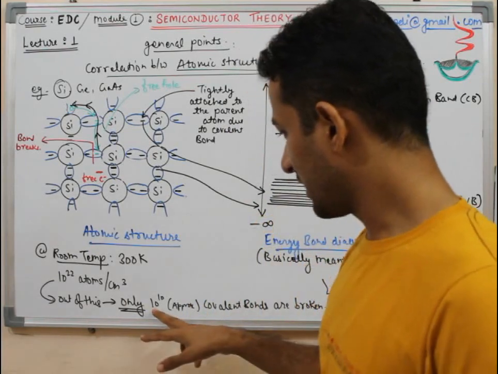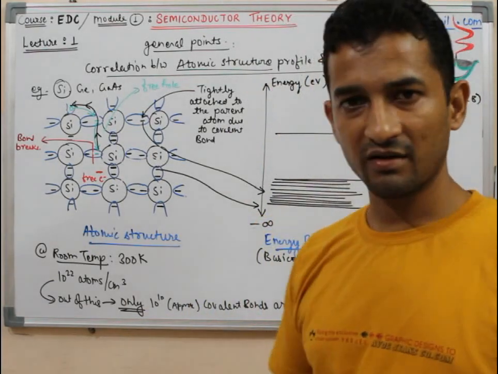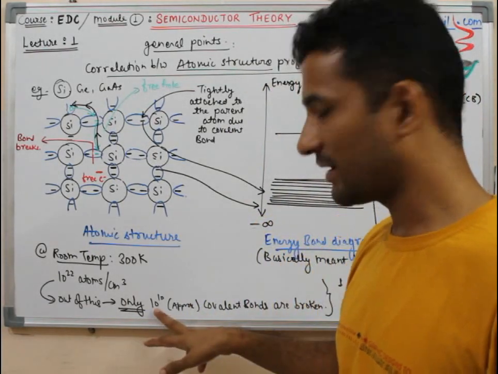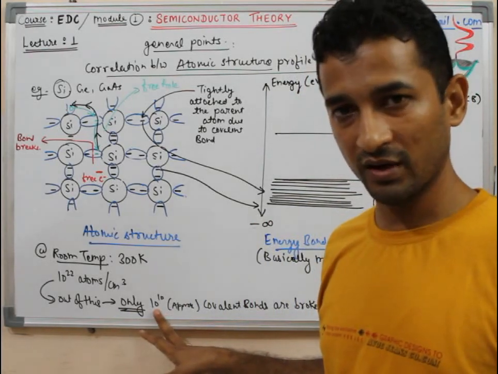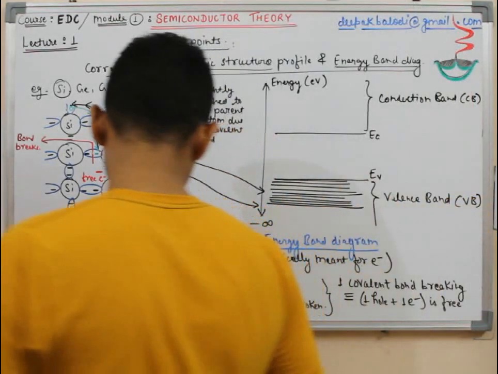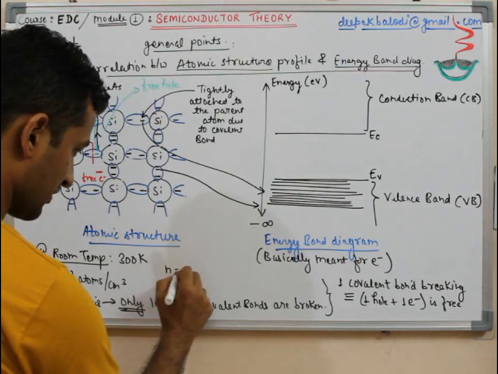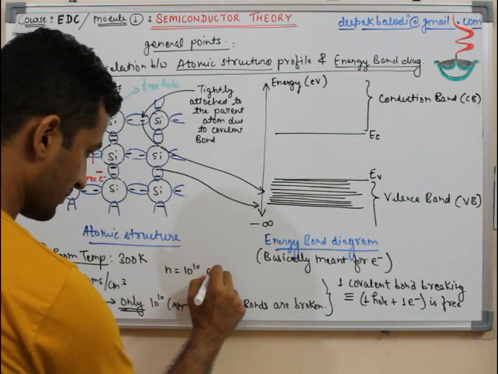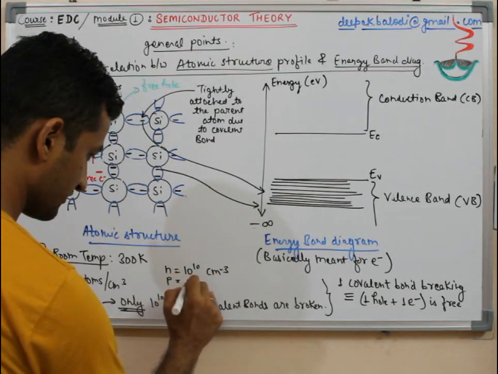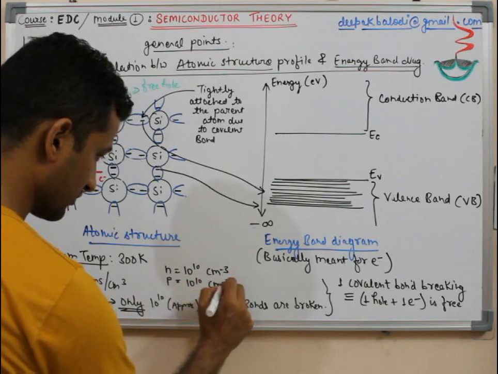Similarly, I have said that at room temperature, it's a standard result. It has been found that approximately 10 to the power 10 covalent bonds are broken. So at room temperature, n, the number of free electrons, is 10 to the power 10 per centimeter cube, and p, the number of free holes, is 10 to the power 10 per centimeter cube.